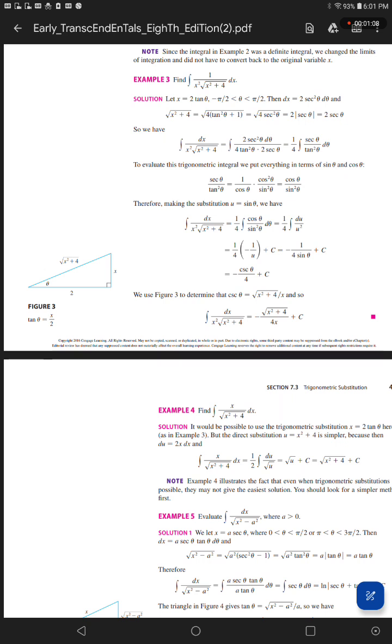So we have the integral of dx over x squared times the square root of x squared plus 4 equals 2 secant squared theta d theta over 4 tangent squared theta times 2 secant theta, equals 1 over 4 times the integral of secant theta over tangent squared theta d theta.